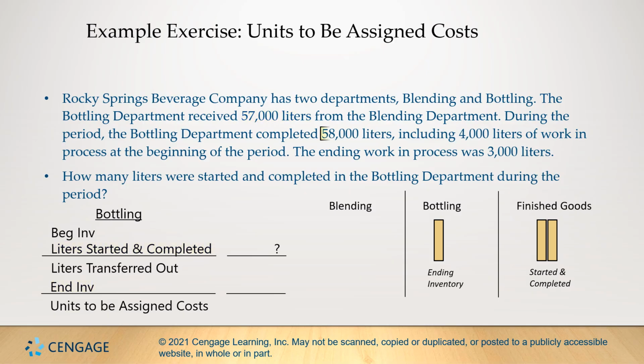What about the 58,000 liters we did complete? What we completed is what we transferred out. The 4,000 liters in beginning inventory is just that, our beginning inventory. Now that we've identified our beginning inventory and units transferred out, how much is our units started and completed? 54,000 liters. We know where ending inventory goes, so our total units to be assigned costs is 61,000 liters.